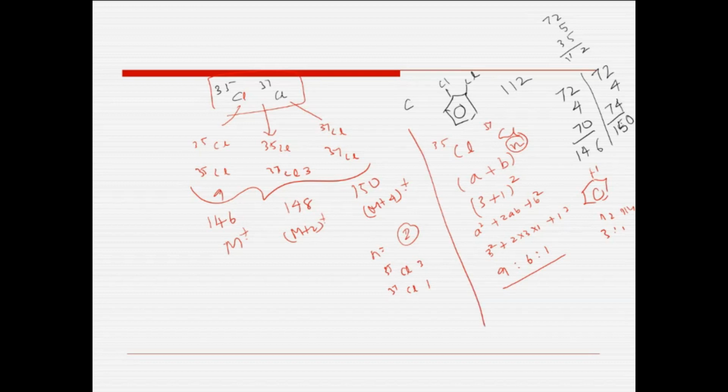Okay, so very simple. You just need to know how many isotopes there are: 2 isotopes, chlorine-35 and chlorine-37. So (3 + 1) the whole square, you can do it. For 2 chlorine atoms, the intensity ratio is 9:6:1. Both chlorine-35 occurs 9 times; one chlorine-35 and one chlorine-37 occurs 6 times; and both chlorine-37 occurs 1 time. So the ratio of the peaks is 9:6:1. Is this clear, guys?